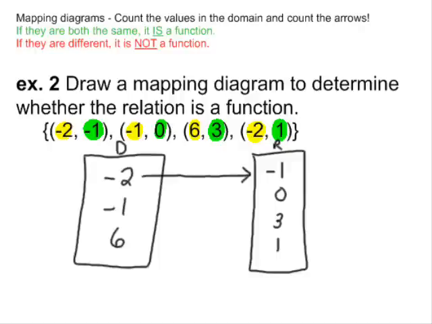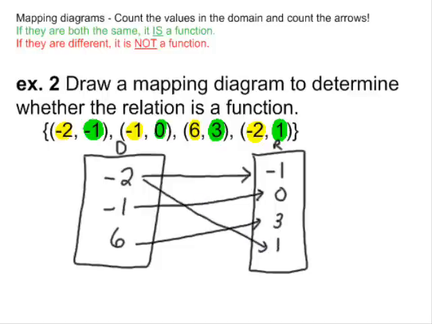Our next ordered pair, we have negative 1, 0. So I'm going to start at negative 1 and go to 0. The next ordered pair we have is 6, 3. So I draw an arrow from 6 to 3. And the last ordered pair that we have is negative 2 and 1. So we're going to draw an arrow from negative 2 to positive 1.